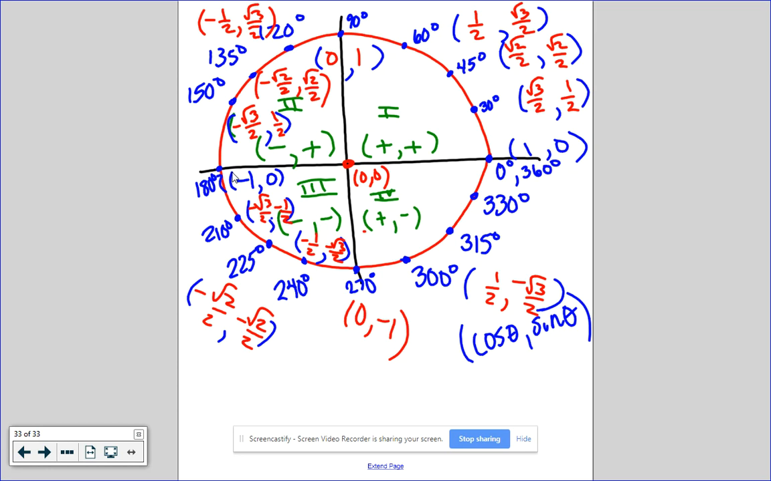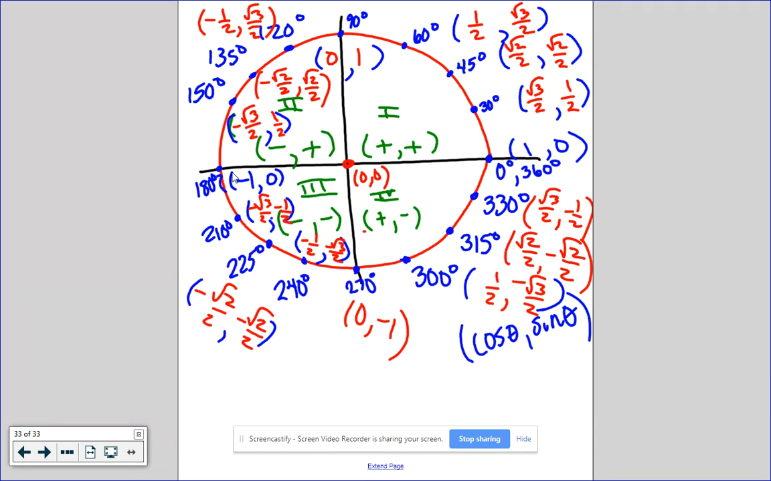How about 315? What's that going to pair with? 45, right? So it's square root 2 over 2, negative square root 2 over 2. Which then leaves me one more. And what does 330 pair with? 30. So this is square root 3 over 2, negative half. Everybody good on that? Does that make sense? And then what is 360? Well, it's the same as 0, so 1, 0.